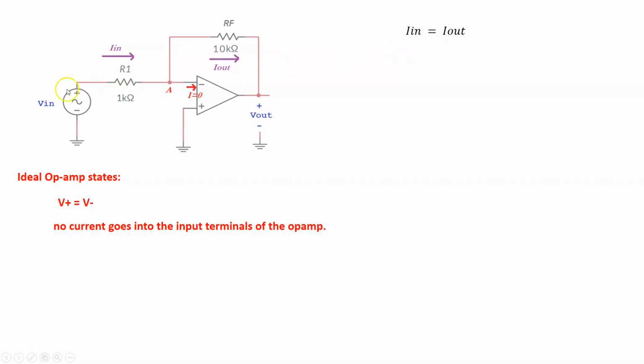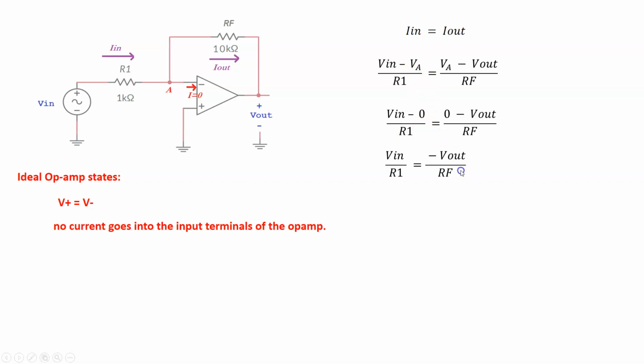Now, I in starts at V in and goes to A, so we can say I in is (V in minus VA) divided by R1, and I out goes from A to V out, so similarly we can write (VA minus V out) divided by RF. So this is what we have. We can substitute VA for 0 volts, and getting rid of VA, we have the following relation. Now let's rearrange things. Let's bring V in to one side and RF to the other. So we get minus V out over V in is RF over R1.